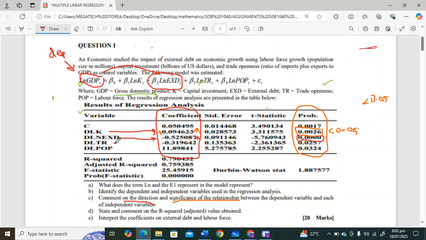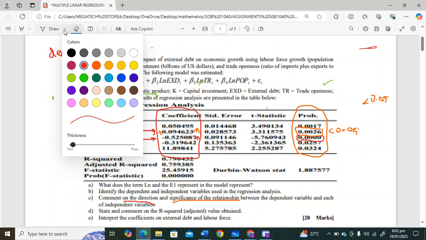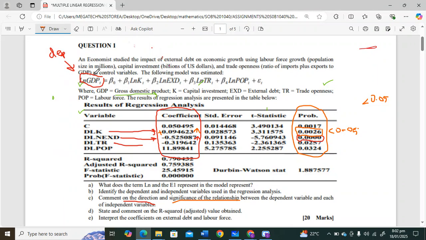Trade openness, TR here. Now we're evaluating the relationship between GDP and trade openness. Right, so we can see again there's a negative coefficient here. So it means they're moving in opposite directions. So if trade openness increases by 1 unit or 1%, GDP will reduce by 31.9%.